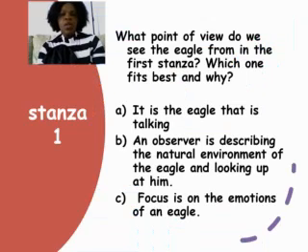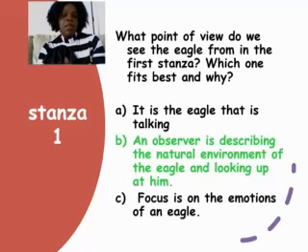So we're going to do a little pop quiz right now to just consolidate. What point of view do we see the eagle from in the first stanza? Which one best fits and why? Can you look at A, B, and C and choose what you think it is? Is the eagle talking, or is it an observer, or is the focus on the eagle? And the answer is it is an observer who is describing the natural environment of the eagle and looking up at him.